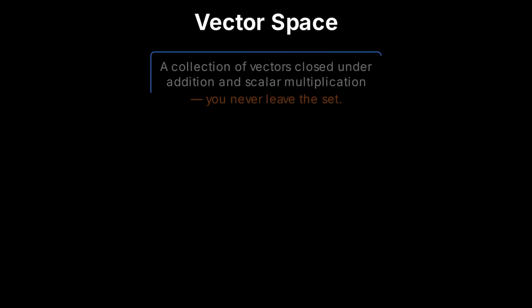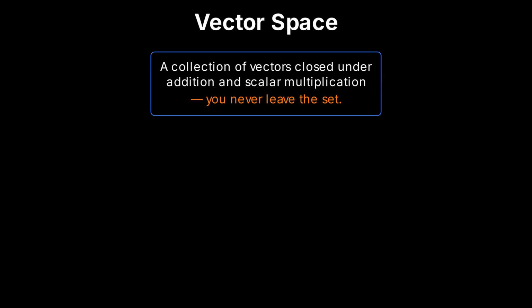Let's start with the bigger concept, a vector space. A vector space is a collection of vectors where you can add any two vectors together and multiply any vector by a scalar, and the result always stays in the collection. You never leave the set.